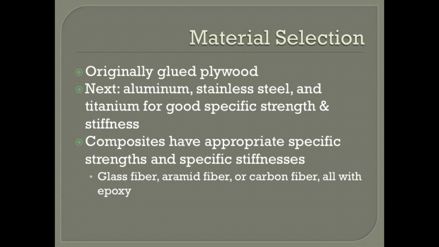Composites have appropriate specific strengths and specific stiffnesses as needed for the blades. Glass fiber, aramid fiber, or carbon fiber are all used with epoxy depending on the cost and ability of the blades desired. Composites are better choices than metals because they have greater fatigue strengths, are more available, have much lighter weight, are easier to shape, are reliably reproduced, fit the aerodynamic and vibrational needs, resist corrosion, and have gradual failings instead of catastrophic.